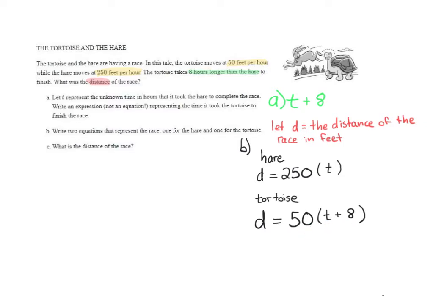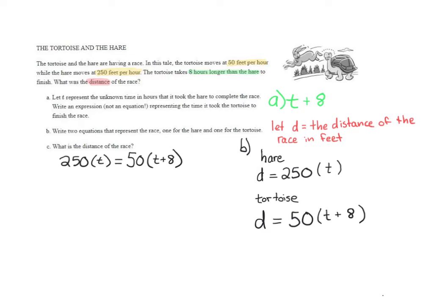Okay, Part C. What is the distance of the race? First, I'm going to take my 2 equations, D equals 250 times T, and D equals 50 times the quantity T plus 8. And I'm going to use the equal values method and say, since 250 times T was equal to D, and 50 times the quantity T plus 8 was equal to D, they must be equal to each other. Now I can just undo until I isolate T.